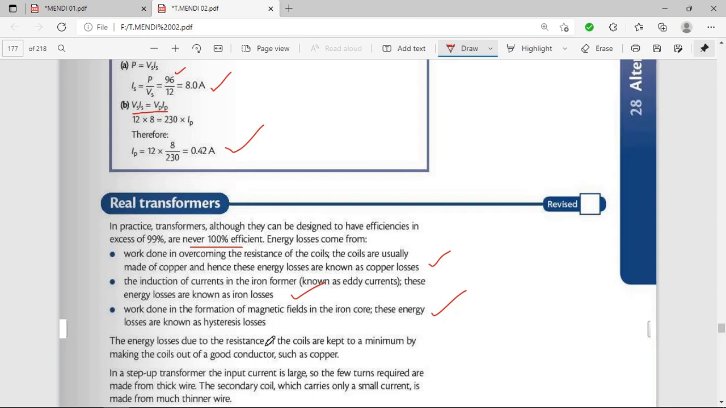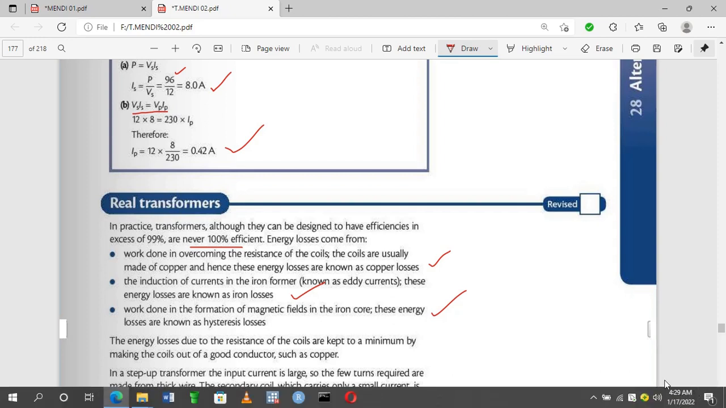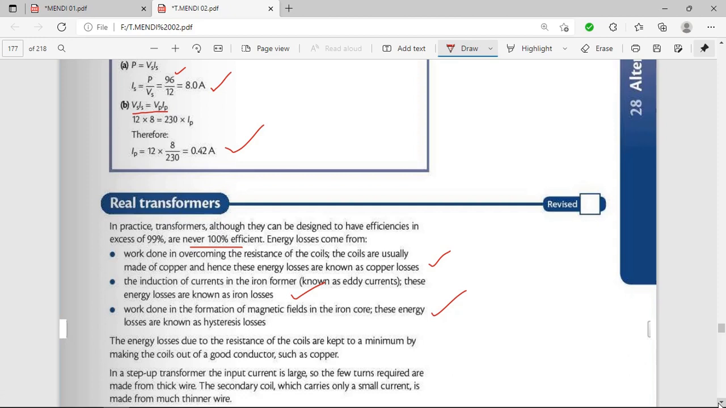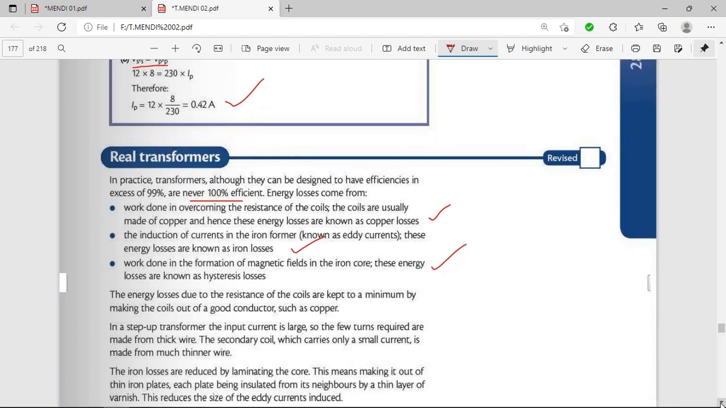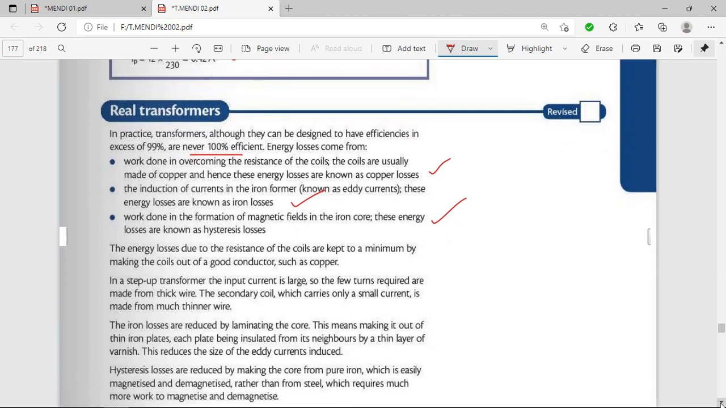The energy losses due to the resistance are always kept to a minimum by making the coil out of a good conductor such as copper. In a step-up transformer, the input current is large, so the fewer turns required are made of thick wires. The secondary coil, which carries the small current, is made up of thinner wires. You also need to take note of this.